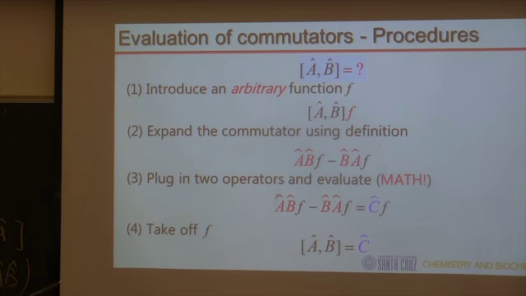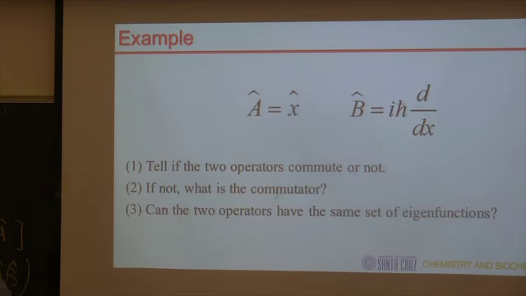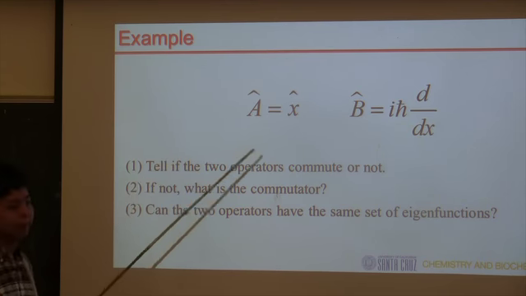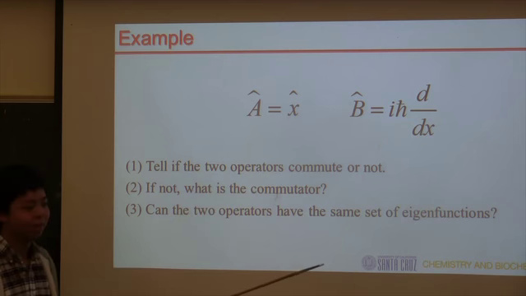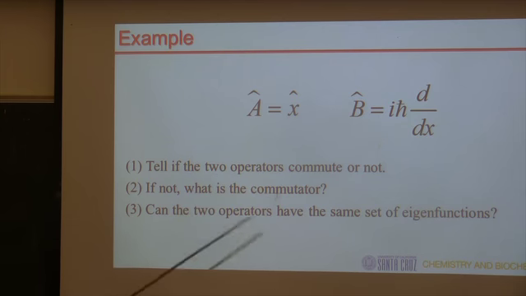Okay? Four steps. Let me give you one example so you can better appreciate the ideas here. You can read the question. We'll give you two operators, x and p. Can you tell me what's the name of the A operator? Well, location operator. Okay. What is B? Linear momentum operator. Okay. So tell if the two operators commute or not.